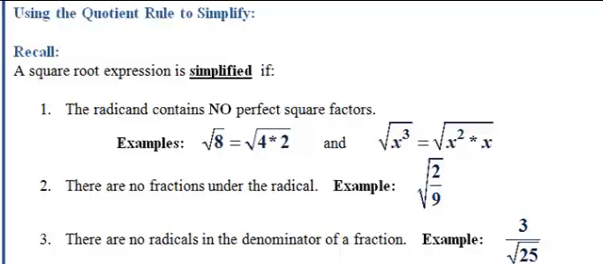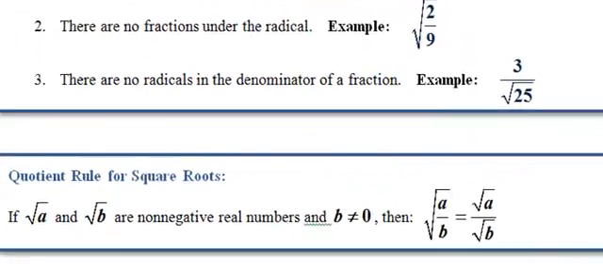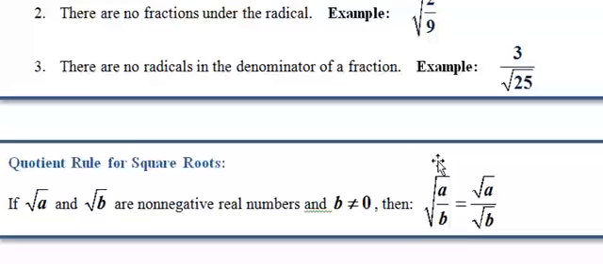I want you to recall for a moment that in order to be simplified, the square root of an expression has to contain no perfect square factors under the radical, no fractions under the radical, and no radicals in the denominator of a fraction. We also talked about the quotient rule, which basically said as long as a and b are non-negative real numbers and b does not equal 0, we can pull apart or put together.